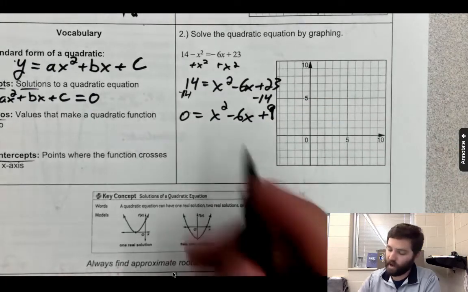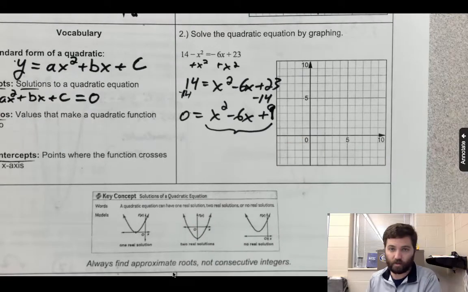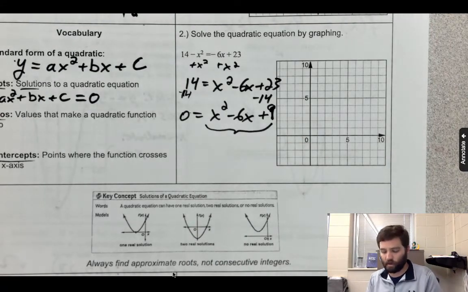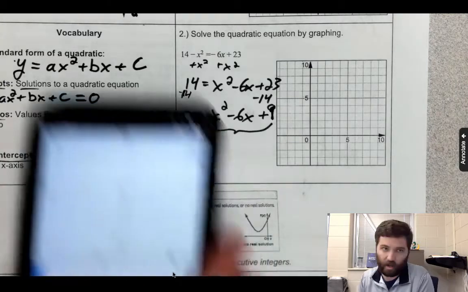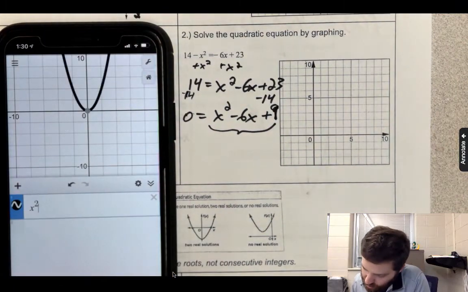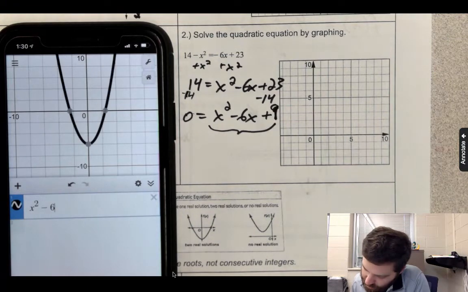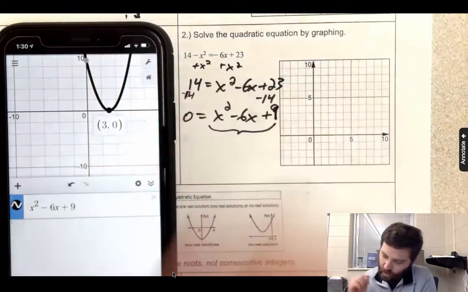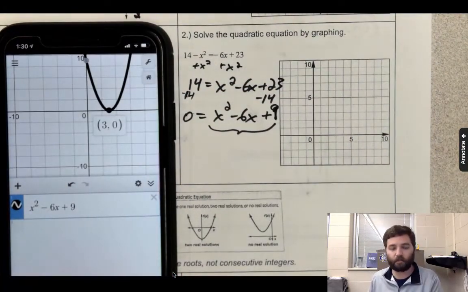And then I'm going to graph this part and find the zeros so that I can solve the equation. So in Desmos, it's fairly straightforward, and I will also show you how to do it in your graphing calculator as well. So let's look at this. X squared minus 6x plus 9. Where are the zeros? Well, there's one. It's right there at 3.